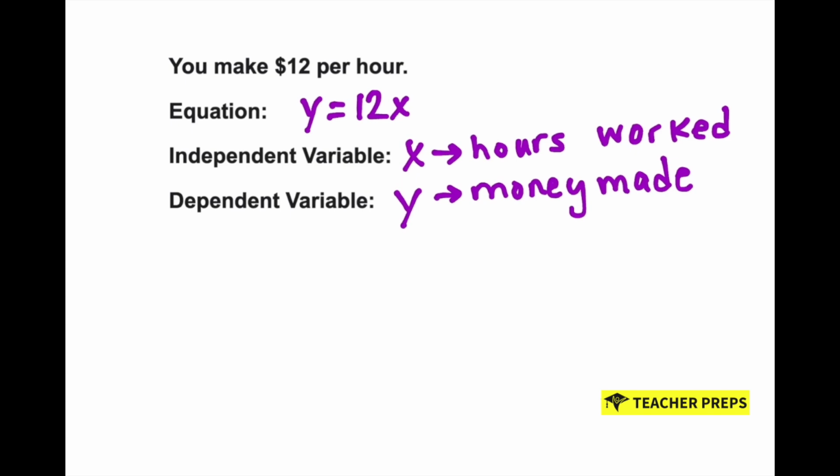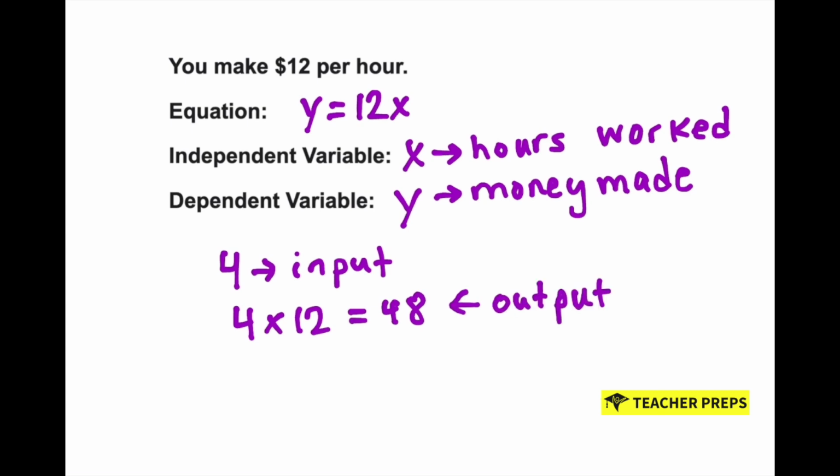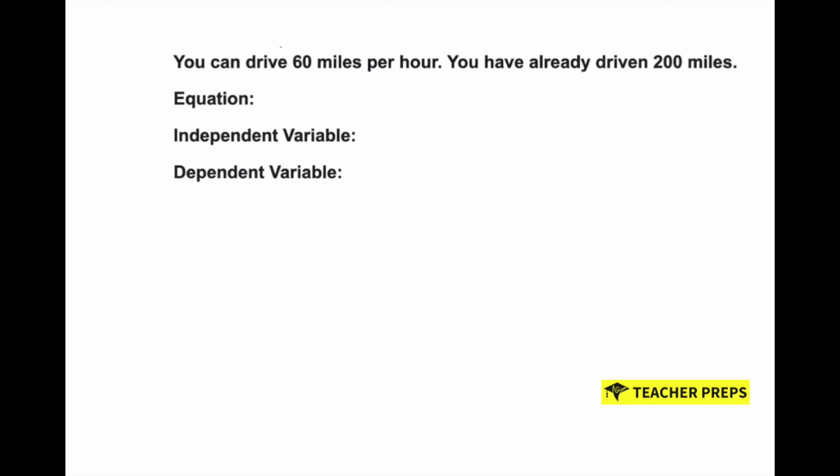For example, how much would you make if you worked 4 hours? If you worked 4 hours, we could put 4 as our input. Then 4 times 12 equals 48. 48 would be our output because that is how much money we made.